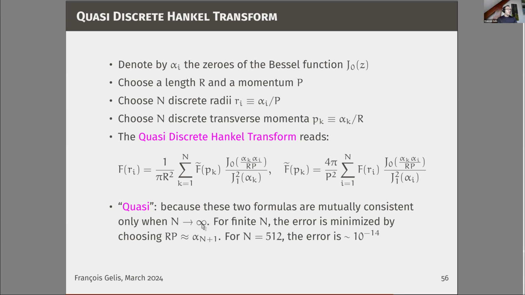But what we realized by looking at this literature from optics is that if you choose a product R times P, so these two, this length and this momentum here, such that it's near the n plus 1 zero of J0, so the first zero you don't use in the formulas, then you can make the error very small. So in fact, for n equal 500, the error, or relative error, is of the order of 10 to the minus 14. So since we're working in simple precision, it's definitely good enough.